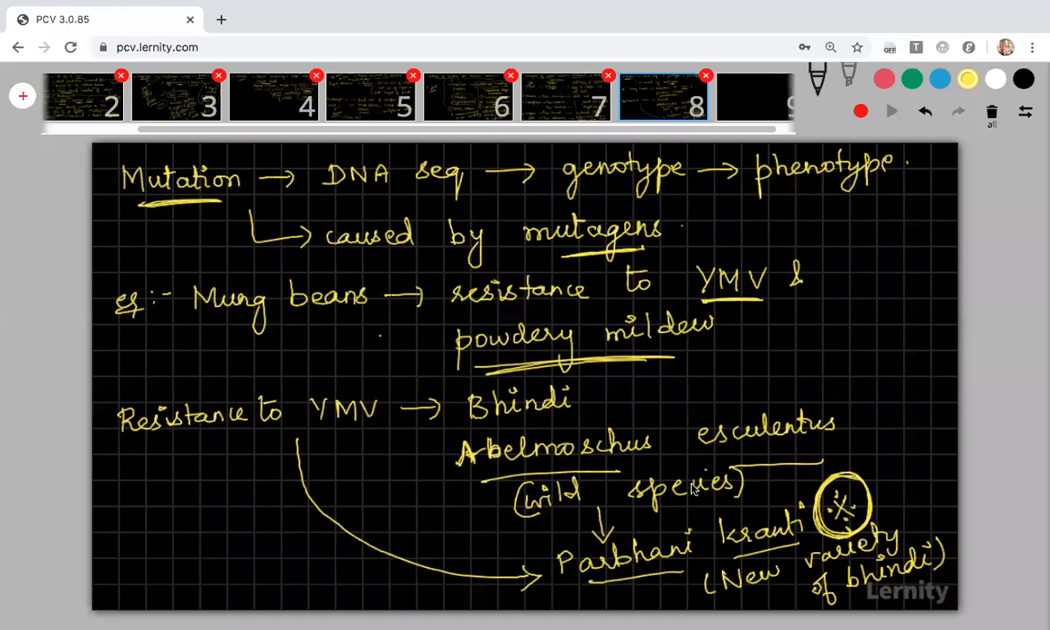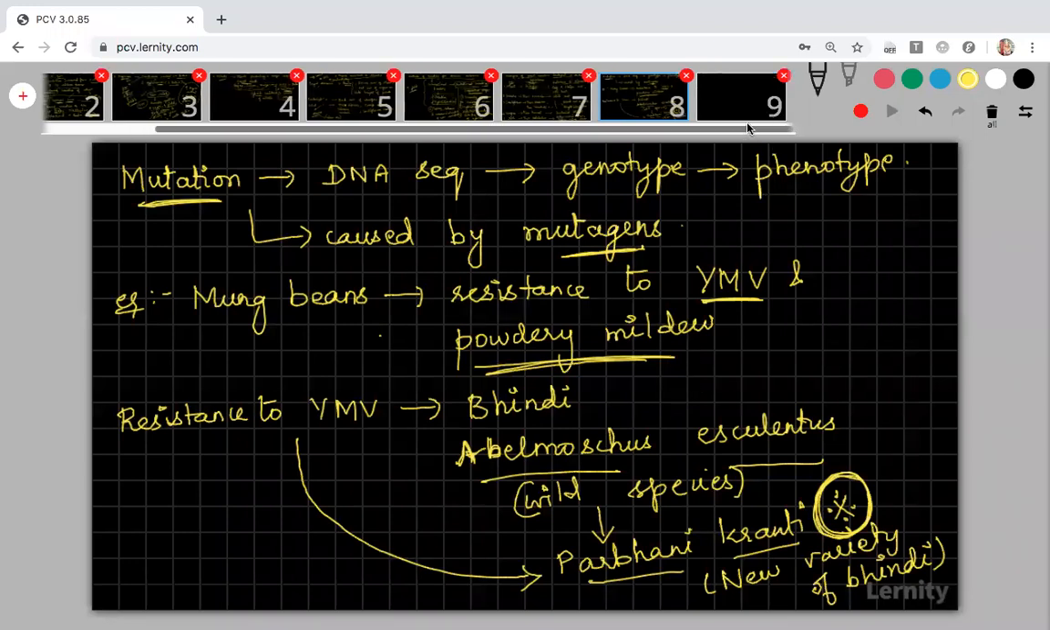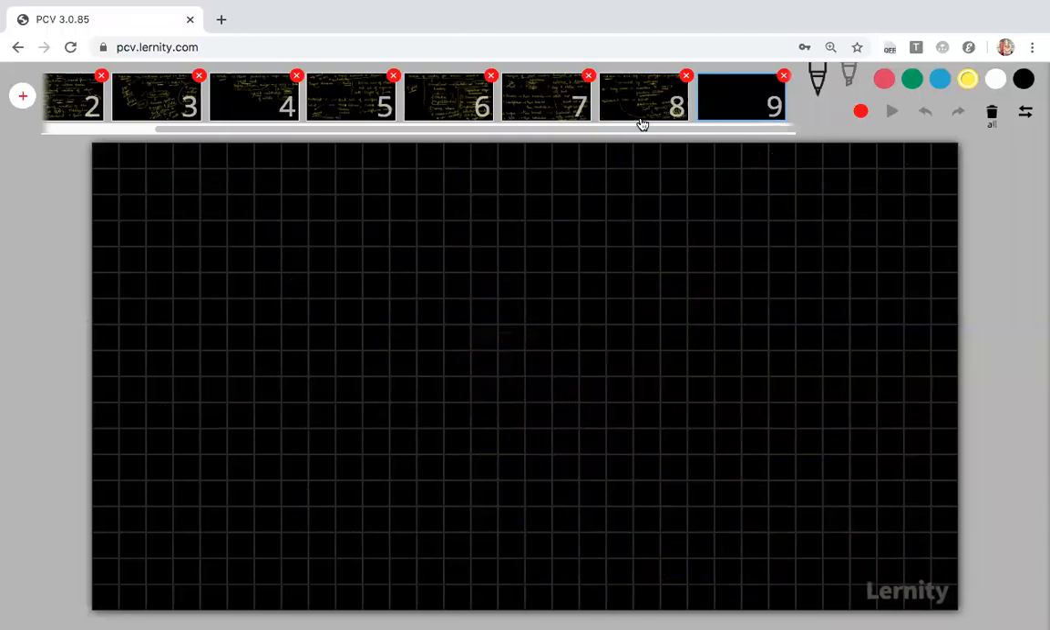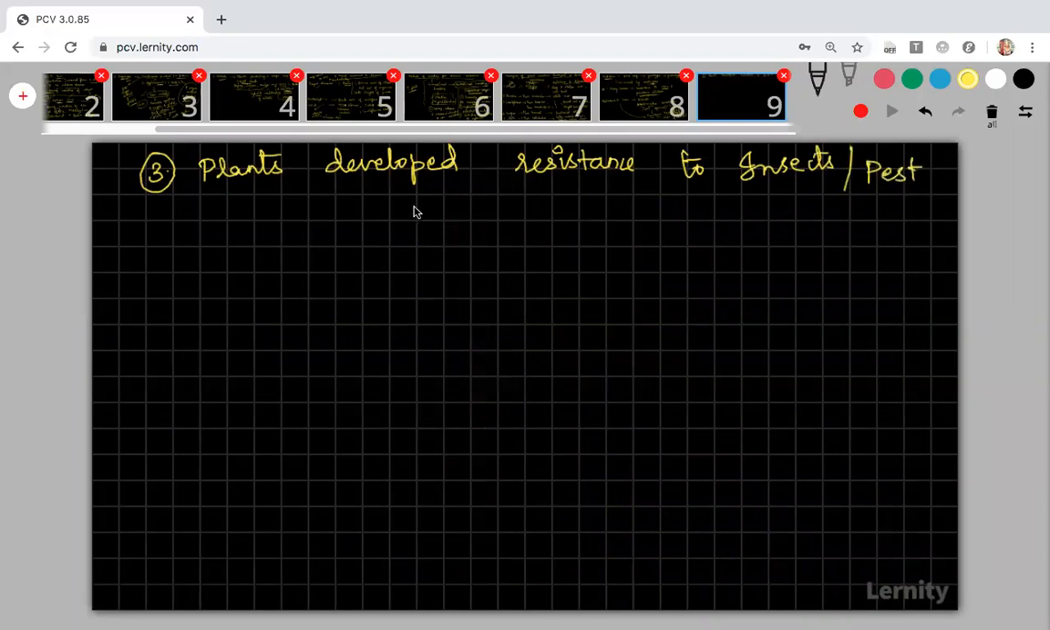And the next one, what we are going to see is the plant varieties that have been developed resistant to insects and pests. Already we have discussed so many things about insects and pests. So again, I will tell you some introduction and then some varieties of plants that have been developed resistant to insects and pests. Okay, so the next topic, the third application of plant breeding, is plants developed resistance to insects and pests.